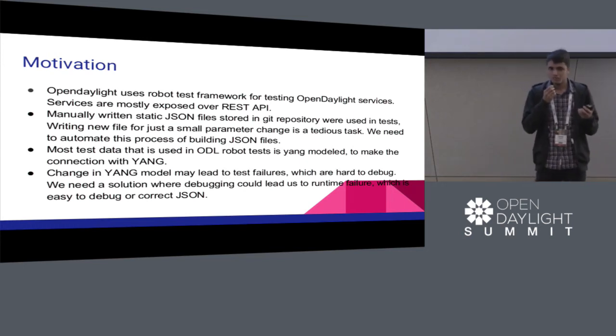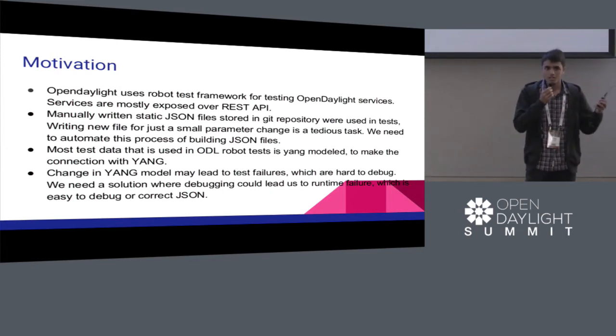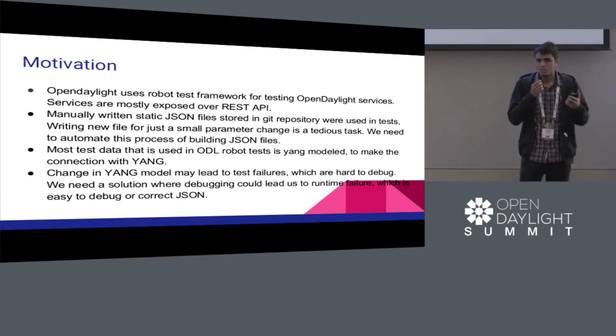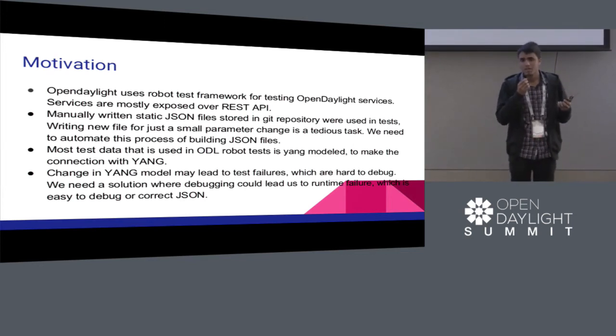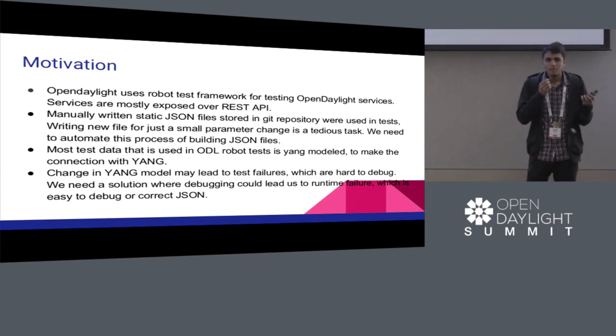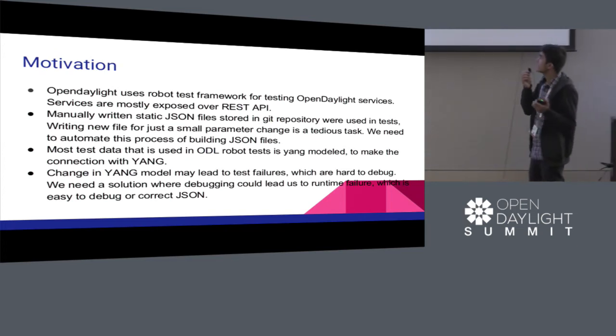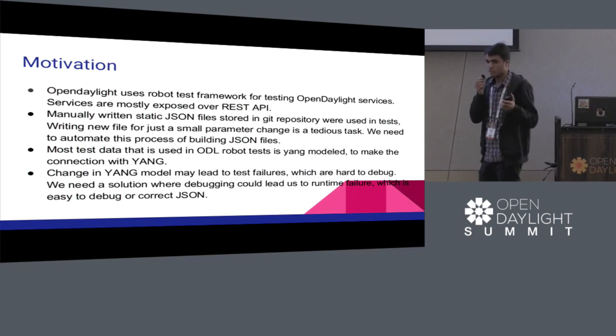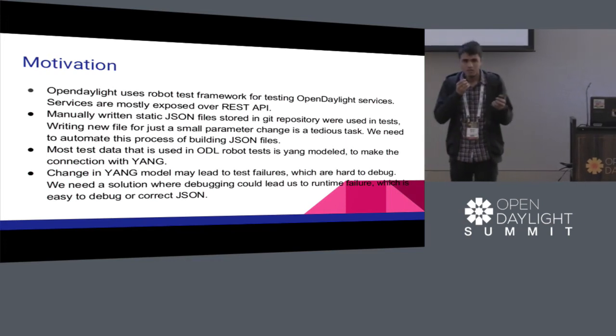Before this project, those expected JSON files were present in a folder, and we wrote them manually. Suppose I want to check the same REST API with a different parameter, then I just create another file with a small parameter change. This is a very tedious task. Nobody would like to do that. So my project automates this process of creating JSON files on the fly.